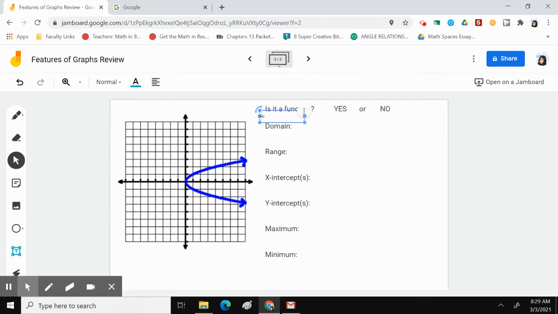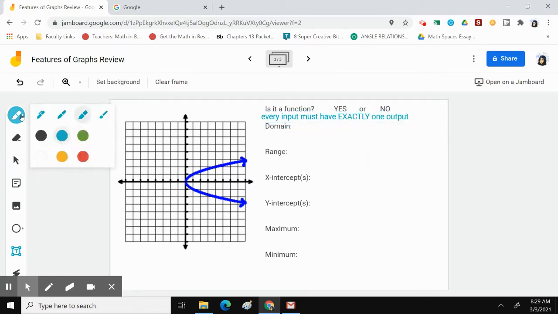So remember, to be a function, every input must have exactly one output. And we can see if a graph is a function by performing the vertical line test. So I'm going to go right ahead and draw a vertical line on my graph. And I'm going to see how many times my vertical line intersects my graph. So my vertical line intersects my graph here, and my vertical line intersects my graph here.